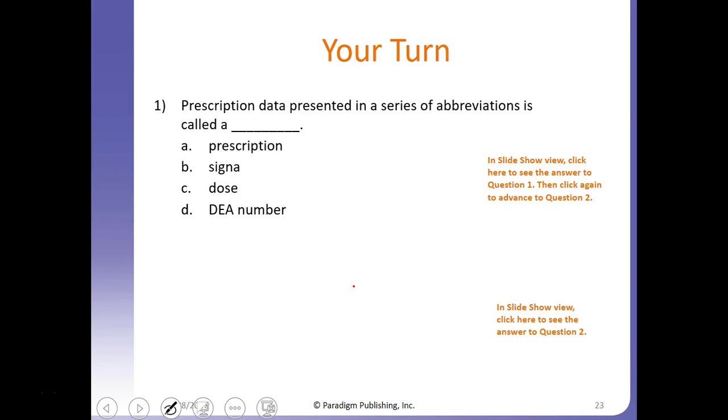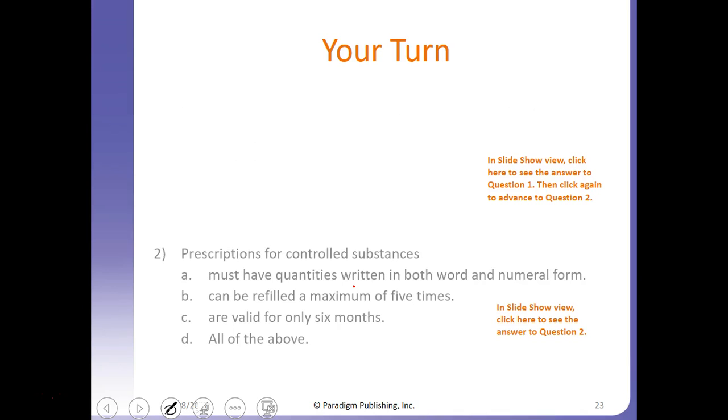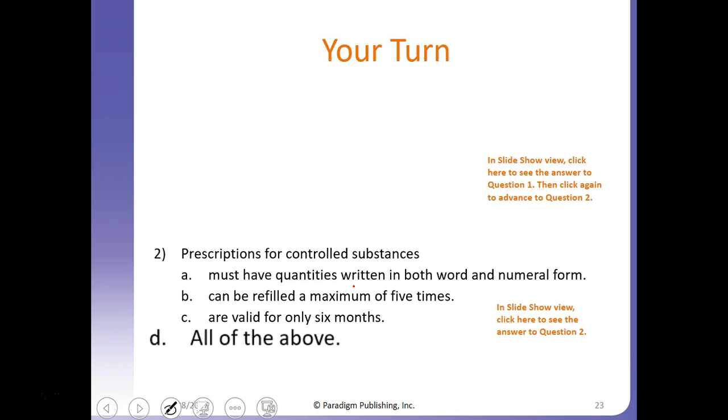Prescription data presented in a series of abbreviations is called a signa, correct. Prescriptions for controlled substances, that would be all of the above. Must have quantities written in both word and number form, can be refilled a maximum of 5 times, are valid for only 6 months. All of those are true.